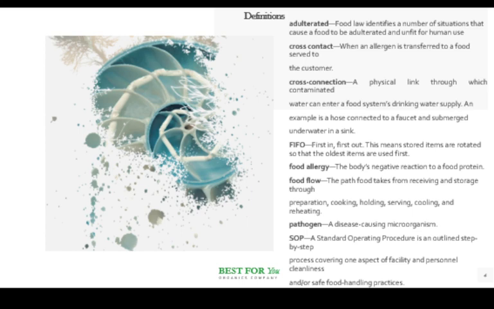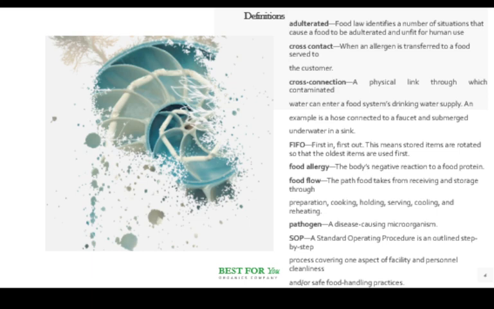And here are some definitions. The adulterated food law identifies a number of situations that cause a food to be adulterated and unfit for human use. Cross-contact: when an allergen is transferred to a food served to the customer. Cross-connection: a physical link through which contaminated water can enter a food system's drinking water supply. An example is a hose connected to a faucet and submerged underwater in a sink.